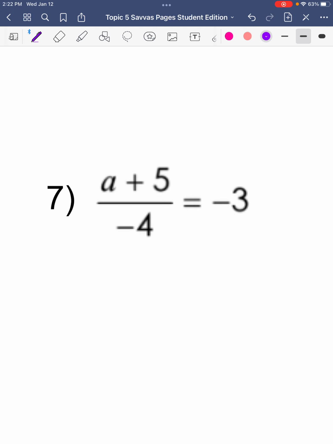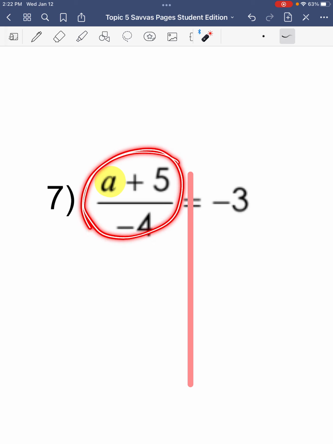Okay, number 7. So let's draw a line down our equal sign first. And let's also understand that we're trying to get that a by itself. Now, when we look at this, we have a plus 5, all divided by negative 4, equals negative 3. So I want to clear this fraction, make it not a fraction anymore.